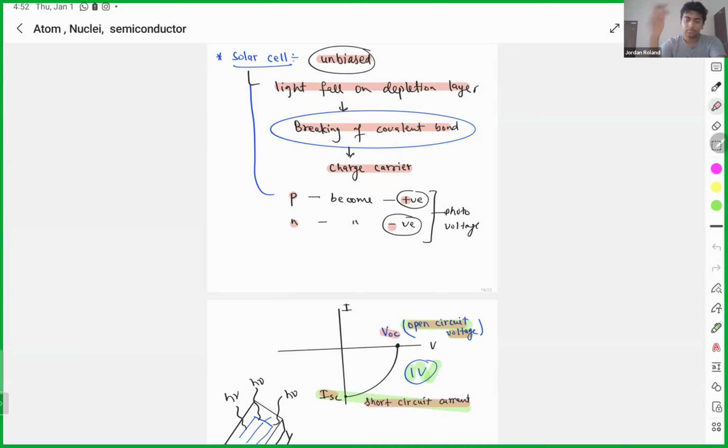Everybody finish these notes. And remember this: h nu means energy, light. Light falls on the material. Instead of h nu, you can write light also. Just below in the diagram. Okay, sir.